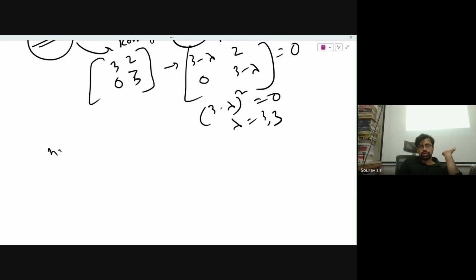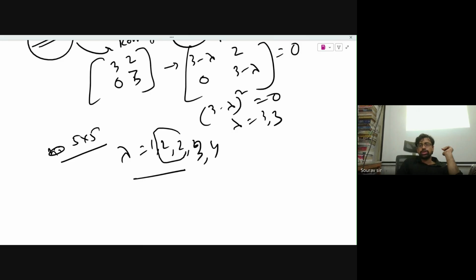तो अगर मान लो 5 क्रॉस 5 मैट्रिक्स में lambda कुछ ऐसा है 1, 2, 2, 3 and 4, तो algebraic multiplicity of the value 2 is 2. The algebraic multiplicity in this case is 2. लेकिन इतना आसानी से भी आप लोगों को हाँ नहीं बोलना चाहिए। ध्यान से देखिए, what if in a matrix the eigenvalues are 1, 2, 2, 3, 3.